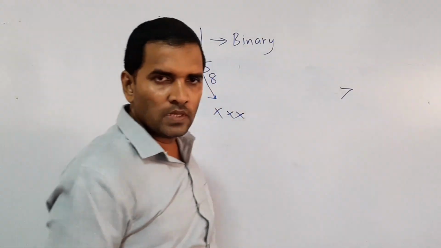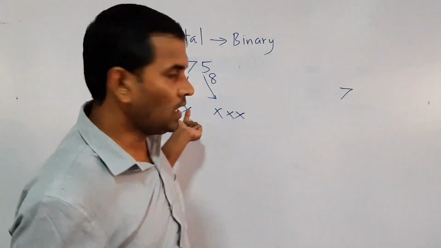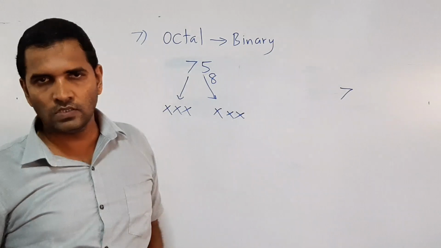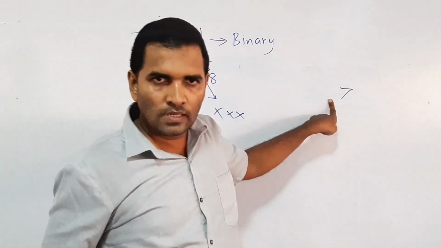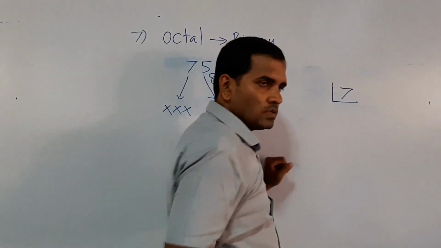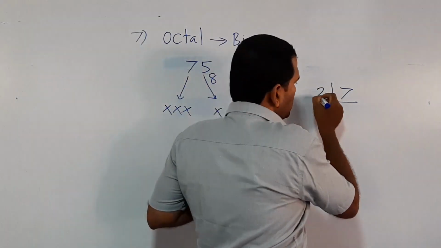It's a very simple method. Whenever you want binary digits, here I put X, but definitely there must be ones and zeros. So to get the binary value for this 7, there is always one method, that is dividing that 7 by 2, because it's binary.